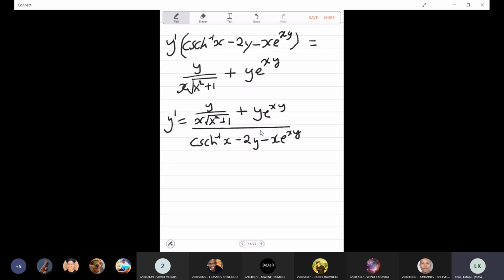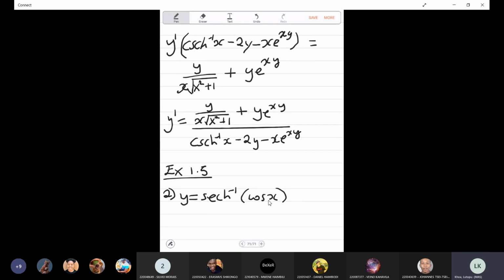Okay, and then that brings us to exercise 1.5. So here we'll look at the even numbered questions. We start with y is equal to hyperbolic sec inverse of cos x. So we work out this derivative.